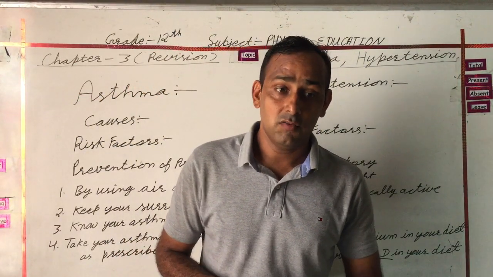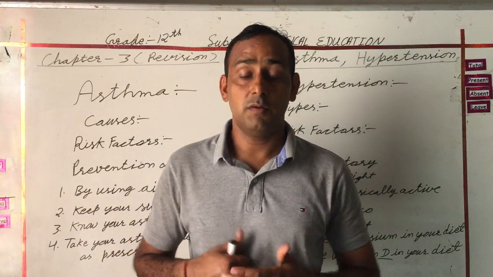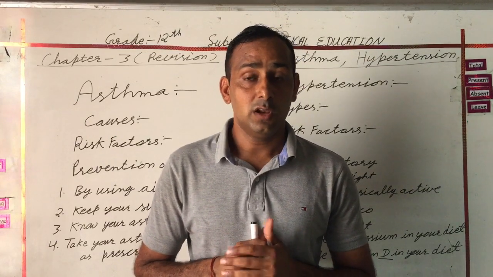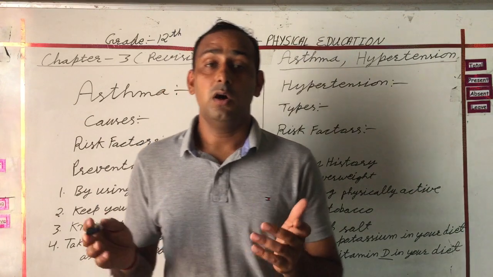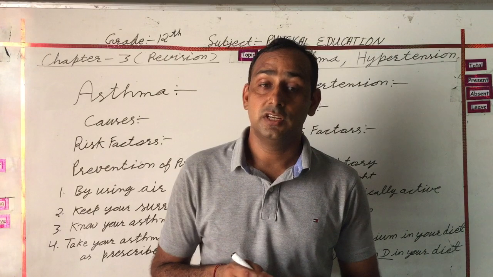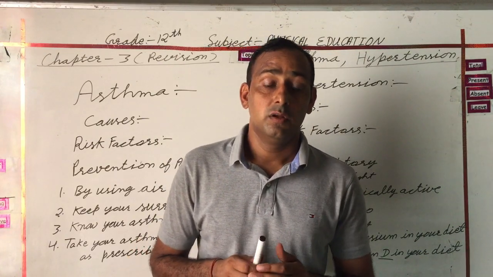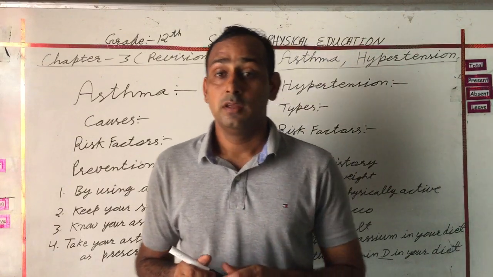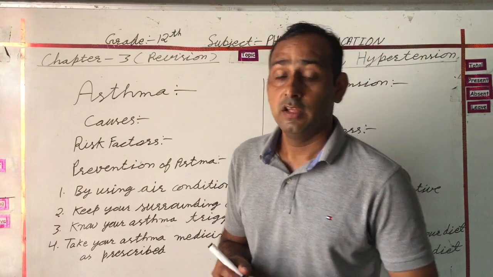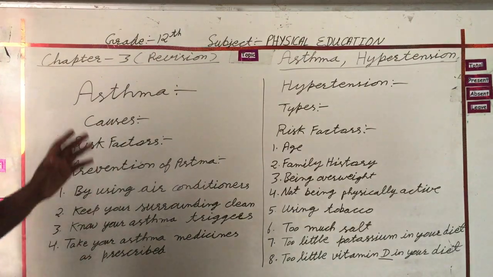So dear students, our third chapter revision has started. Our topic today is asthma and hypertension. Last day we also described all the topics, especially diabetes, asthma, hypertension, obesity, and these diseases. But a few students told me they had doubts, especially about asthma and hypertension. So today we are revising asthma and hypertension again. Our main topic is asthma.